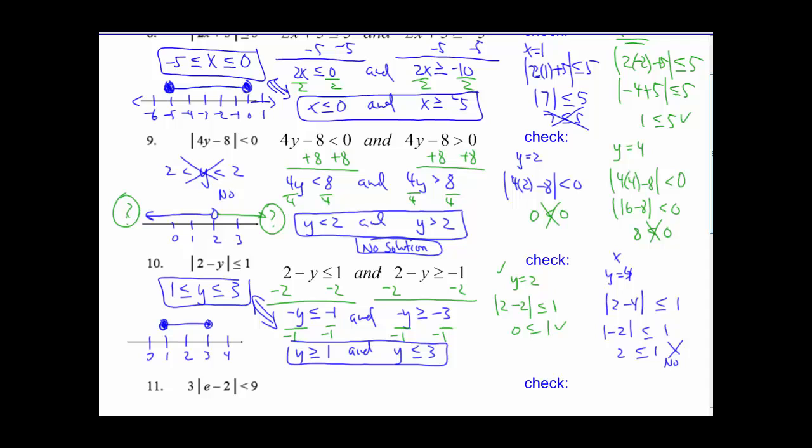Alright, welcome back. A couple tricky ones. Number 9, the absolute value is by itself. So the two equations right here: 4y minus 8 is less than 0 and 4y minus 8 is greater than 0. Adding 8 to both sides and dividing by 4, you get y is less than 2 and y is greater than 2.